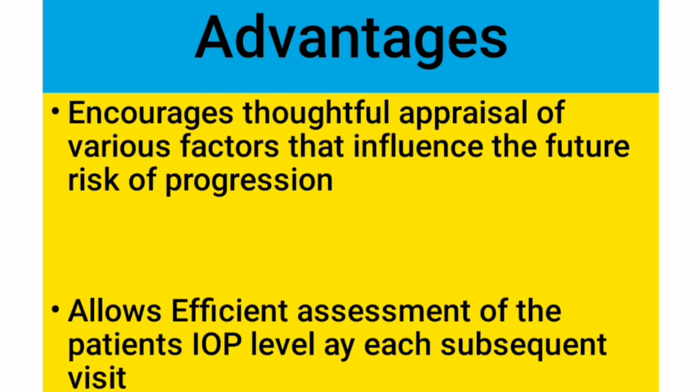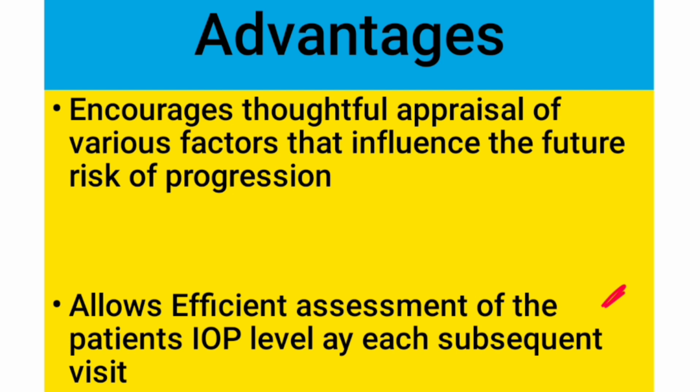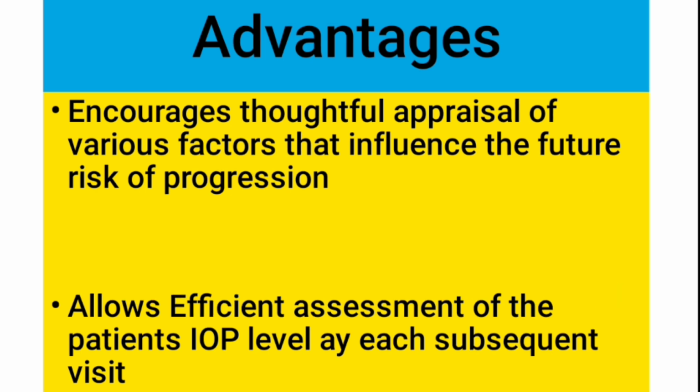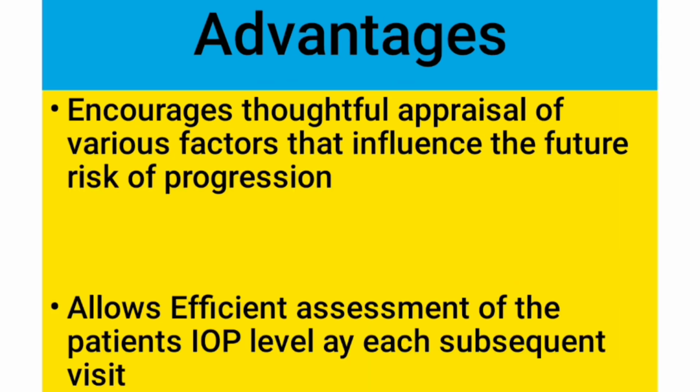The first reason is that it encourages thoughtful appraisal of various factors that influence the future risk of progression. The second advantage is that it allows efficient assessment of the patient's IOP at each subsequent visit. So it acts as a parameter to assess whether we are going in the right path, controlling the damage to the optic nerve. Even if the target IOP is achieved, the clinician must always evaluate the structural and functional measures that are important in glaucoma. It's not guaranteed that if the target IOP is achieved, the disease doesn't progress. So again, we will have to modify the target IOP depending upon the progression of the disease.